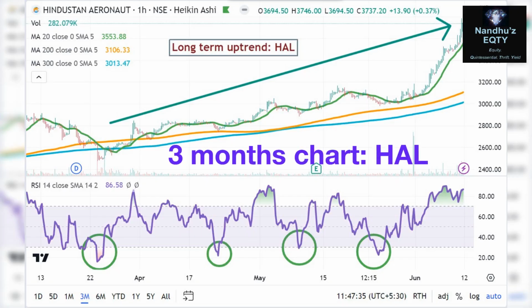This is the Hindustan Aeronautics chart, a 3 months chart I have taken, and I have marked 4 particular places, green circles, where we have a clear opportunity to enter the stock. Various reasons. Number one reason, the stock is on a long-term uptrend, which you can clearly see. Second, apart from the trend, RSI is on lower lows and the stock is above the 200 and 300 days moving average.